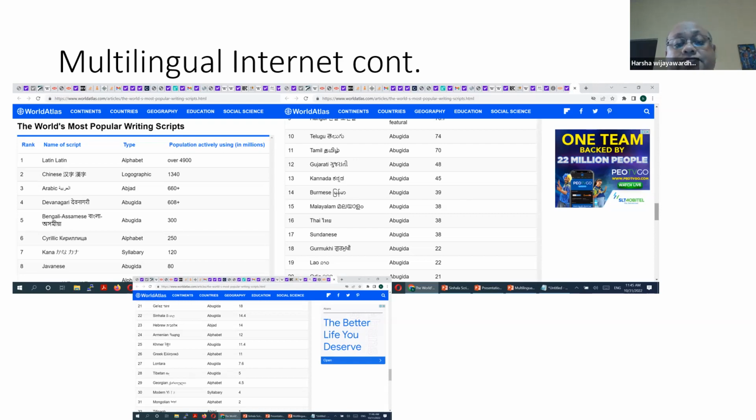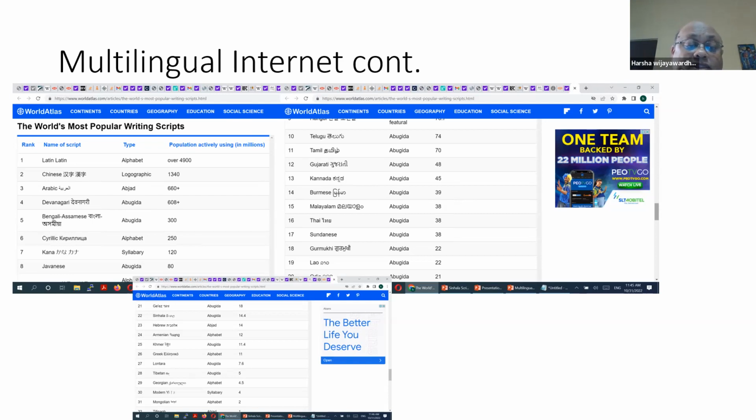Then there is Burmese, which sometimes looks like a circular script, the glyphs, if you look from far away, look very similar to Sinhala. Malayalam is about 38 million. Then you have Thai 38, Sudanese about 38, Gurmukhi, again India, 22, Lao 22.